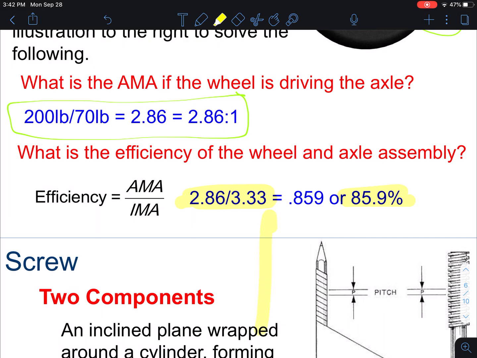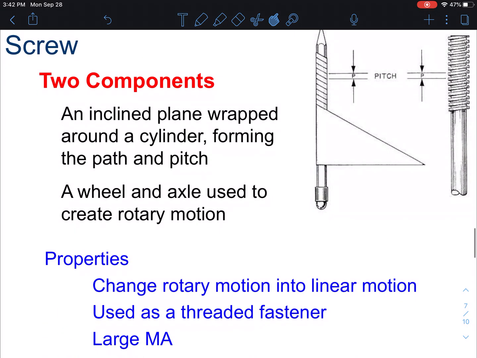Now we have the example of a screw. A screw is also kind of a unique machine.